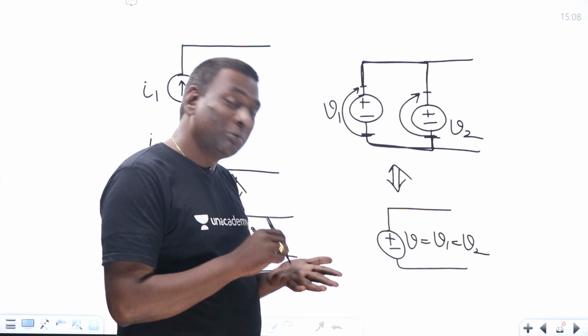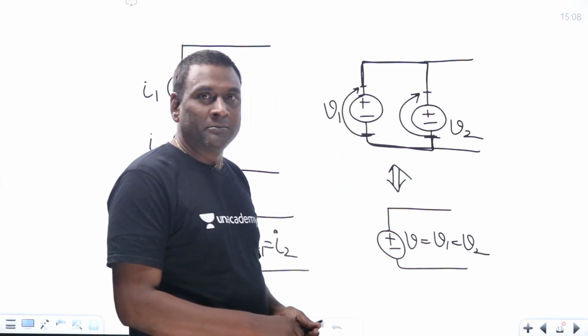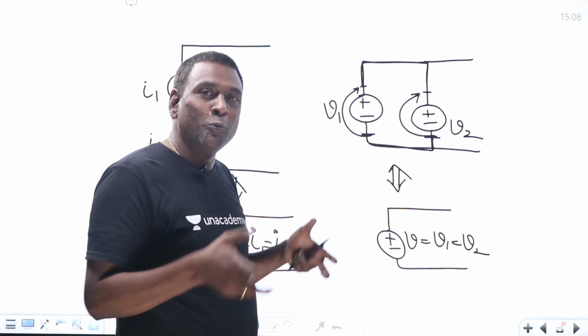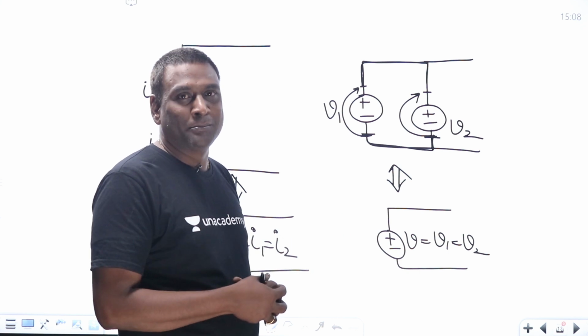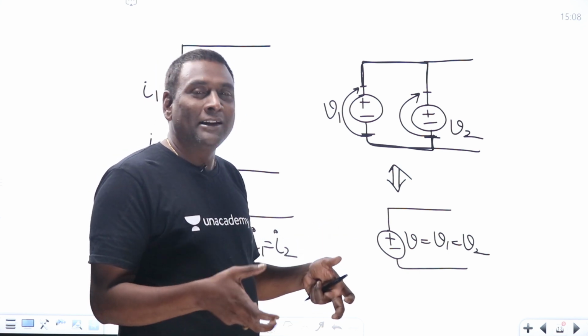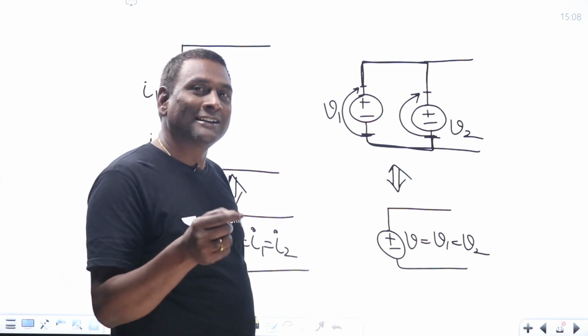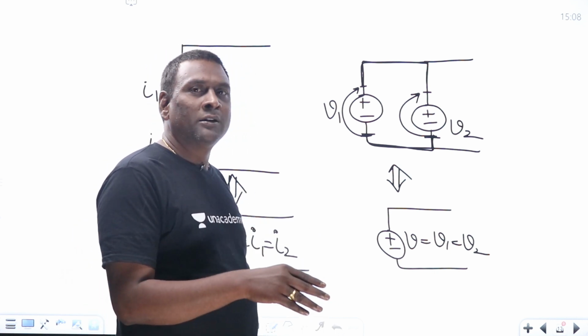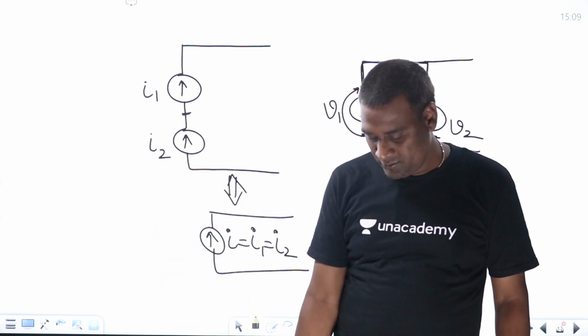At the same time, some people may think that if V1 is different and V2 is different, practically, if I take two batteries, a 5-volt battery and a 10-volt battery, and connect them, what will happen? These are practical, not ideal. When two different practical voltage sources are connected in parallel, what is going to happen? We will see once we start observing the practical sources.